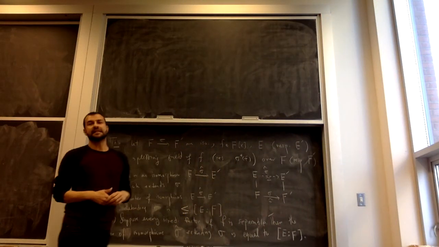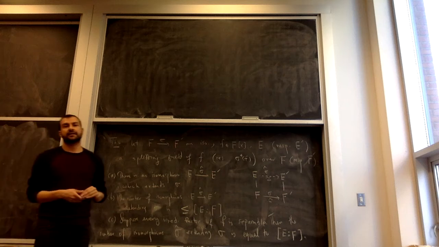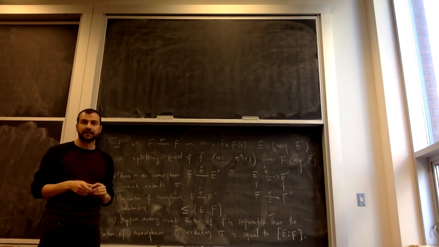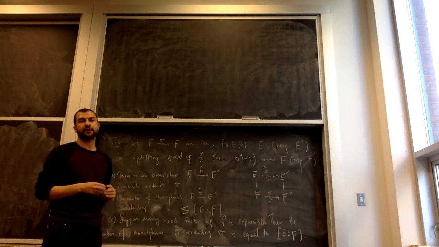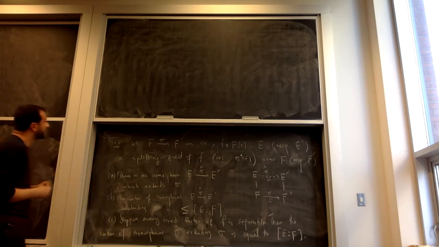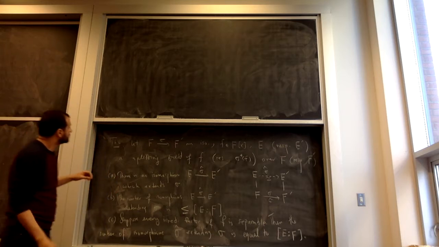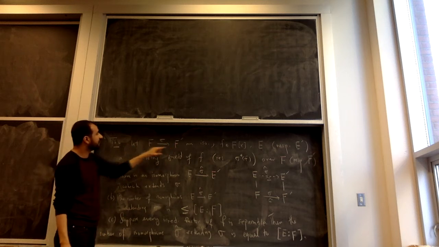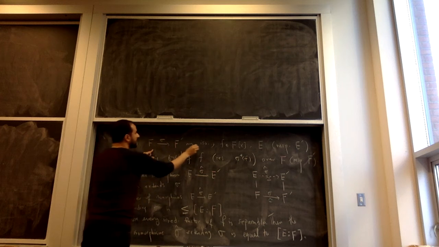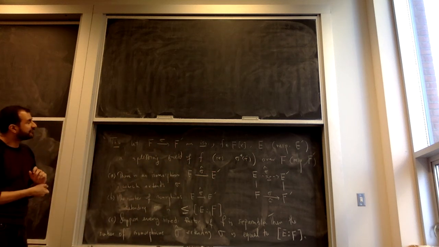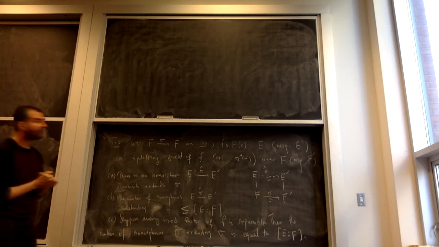Okay, hi. So this is our third video, and the goal is to prove Theorem 51 of the textbook. So let's see what the result is. Suppose F and F prime are two fields, and you have an isomorphism sigma from F to F prime. So now we're assuming that sigma is an isomorphism. Let f be a polynomial with coefficients in F.